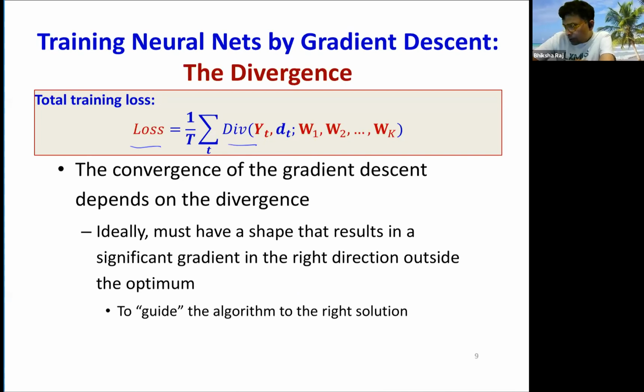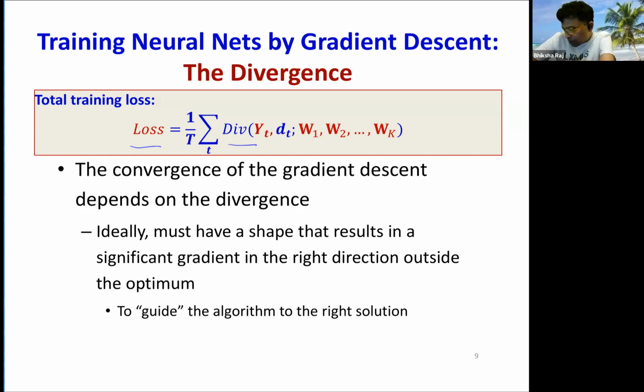And so long as we have that property, if our optimization algorithm actually finds the minimum in the loss, which is the average divergence over the training data, then the network will capture the desired output perfectly for the training points. And that is because the divergence as we define it is going to be 0 when y is exactly equal to d.